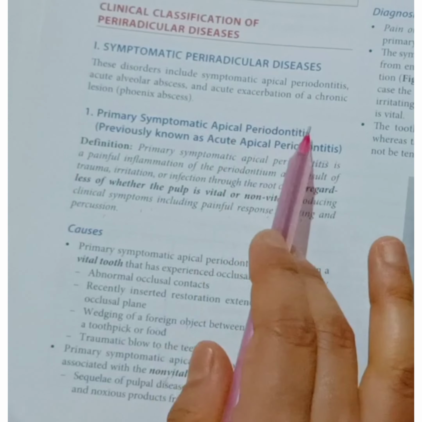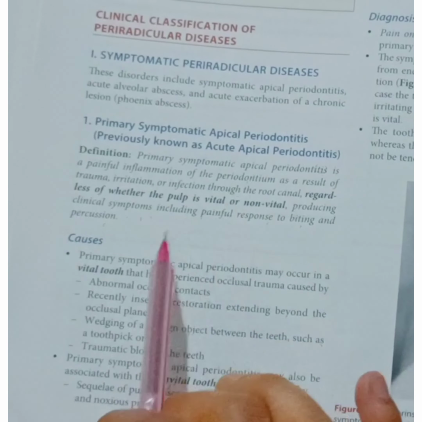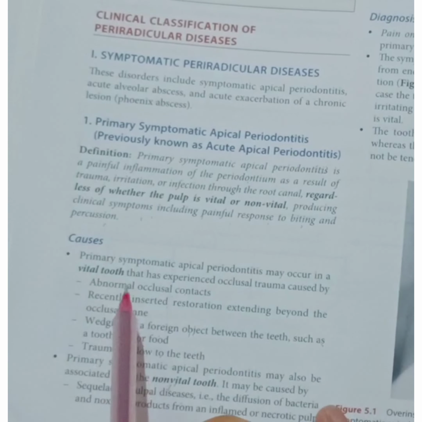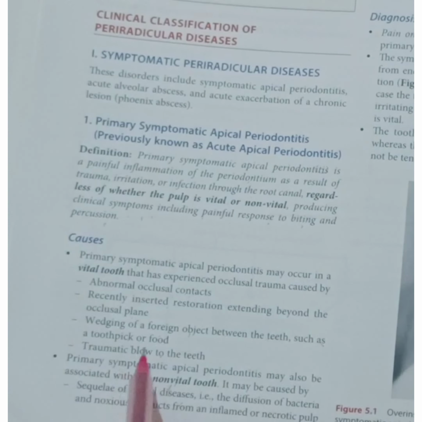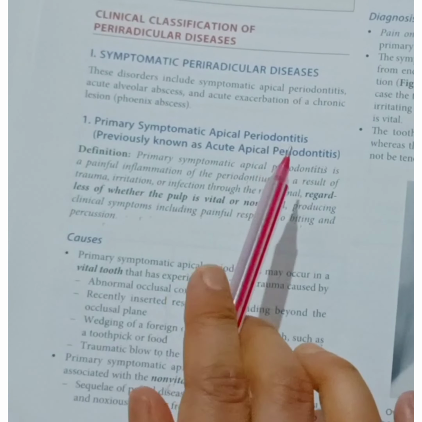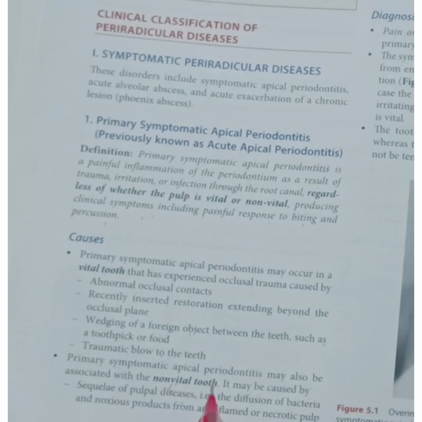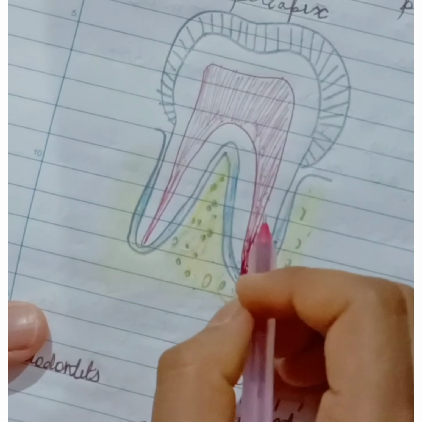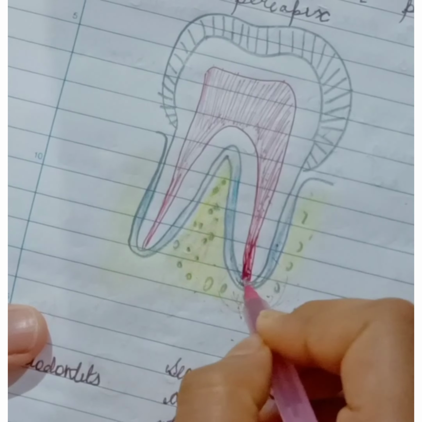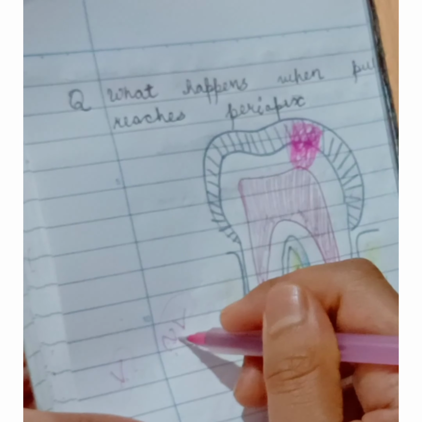Causes of primary symptomatic apical periodontitis in a vital tooth. As we saw, this can occur in a vital or a non-vital tooth. So the causes of this in a vital tooth can be abnormal occlusal contacts or high filling or wedging of foreign object between the teeth or traumatic blow to the teeth. Now, the cause for this in a non-vital tooth can be a sequel of the pulpal disease, that is diffusion of bacteria from the inflamed pulp through the apical foramen. See, so the cause in a non-vital tooth will be the diffusion of the bacteria through the apical foramen.